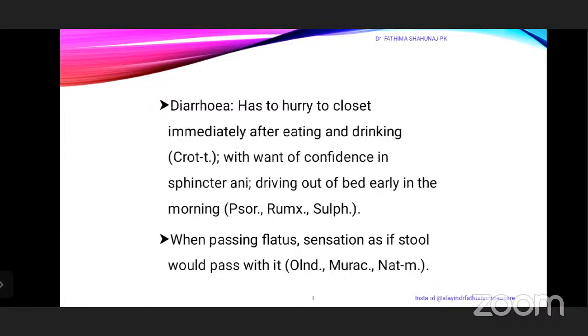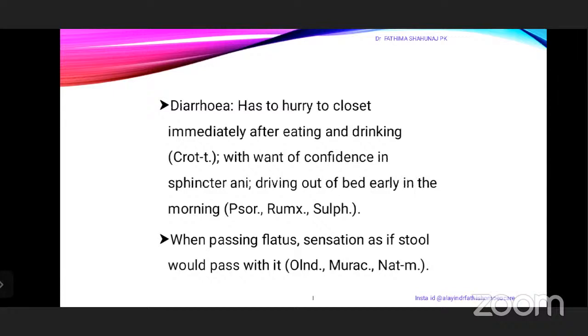Then when passing flatus, sensation as if stool would pass with it. The similar symptom can be noted in oleander, muriatic acid and natrum muriaticum. In oleander, that is, the stool passes when emitting flatus. In muriatic acid, stool is involuntary while urinating or passing wind. Cannot urinate without having the bowels move at the same time. And in natrum muriaticum, diarrhea with sudden urging, gushing, much flatus, and first rising or standing up. So all the symptoms are more or less similar.